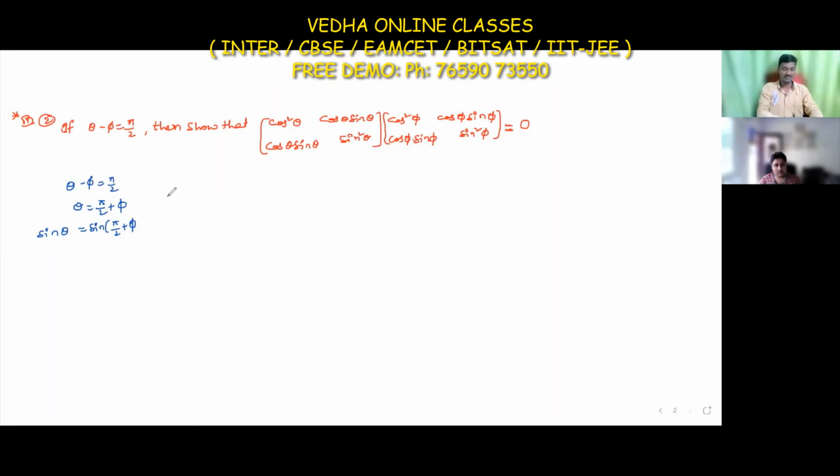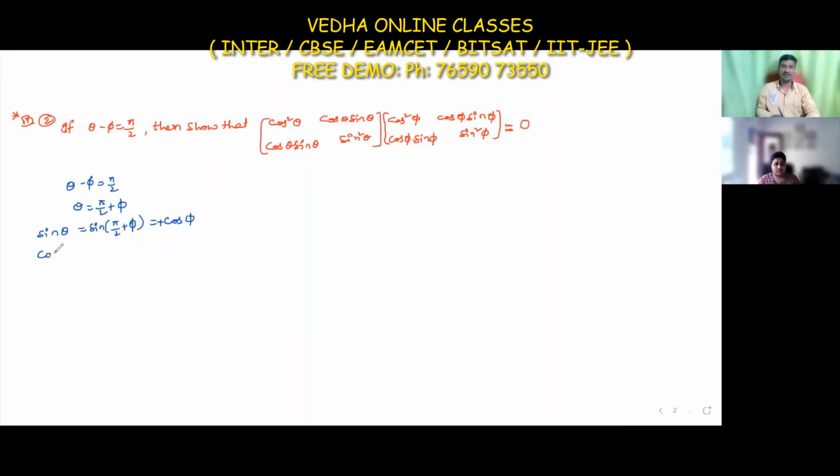So now this is equal to sine of 90 plus phi. When we have 90, we get cos. And 90 plus phi, which quadrant? Second quadrant. In the second quadrant, sine is positive. So we get it positive. So cos phi we get.